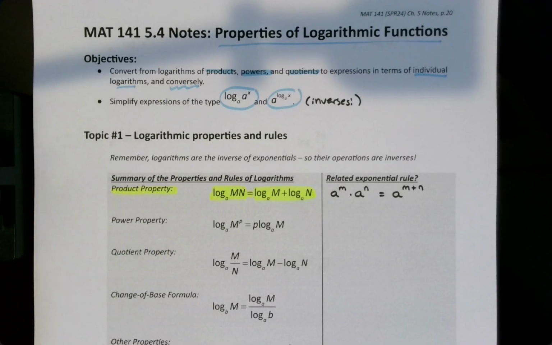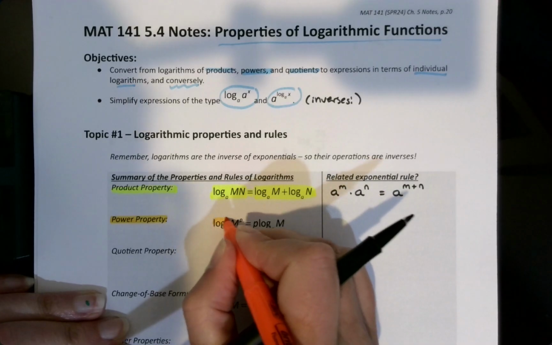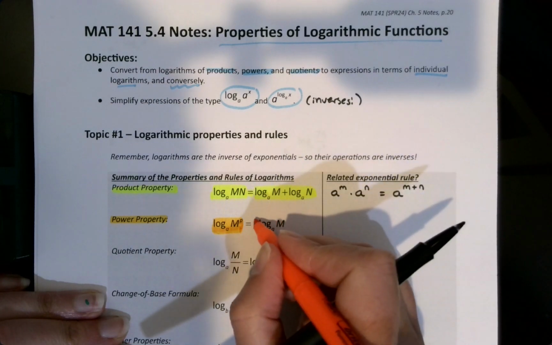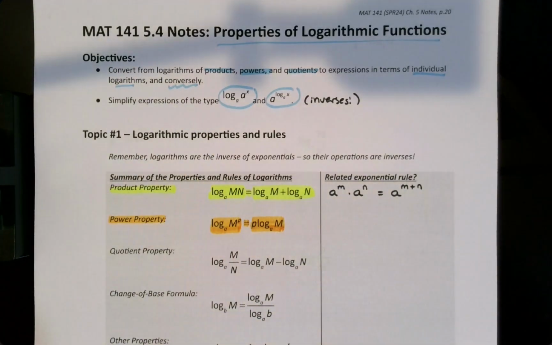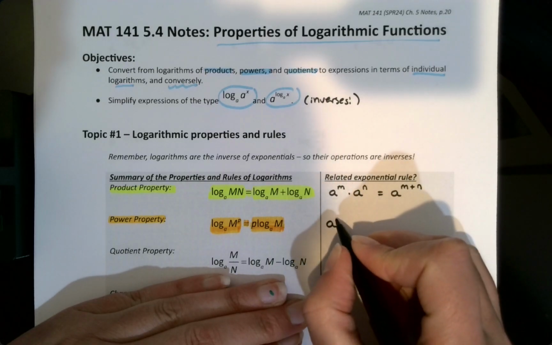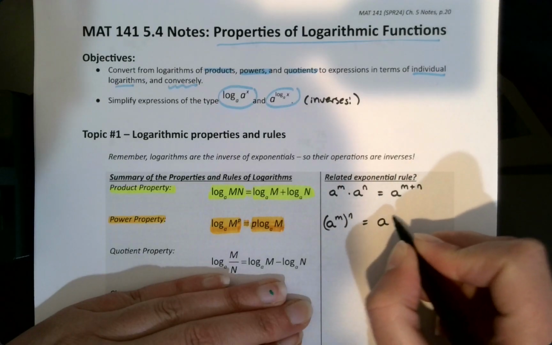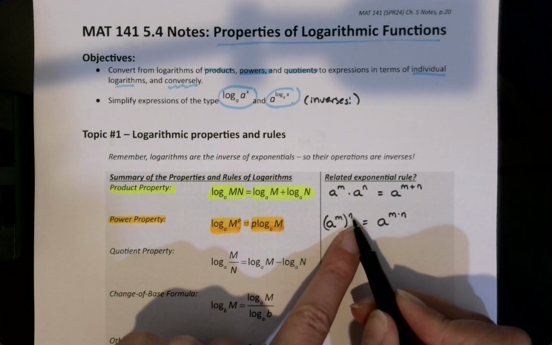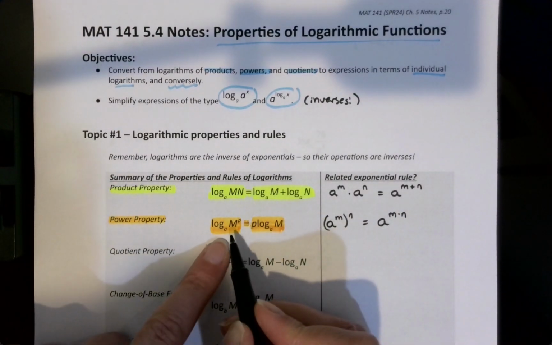Okay. Now, in the power property, we say that the log base a of m to the pth power is going to be equal to p times the log base a of m. This is similar to the exponential property, a to the m to the n is equal to a to the m times n. So if you have a power raised to a power, you're going to multiply the two powers. See how that comes into play here?